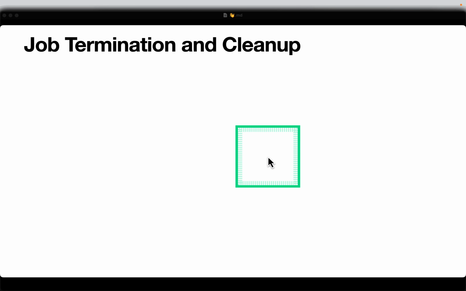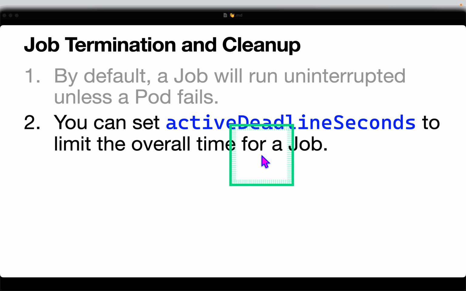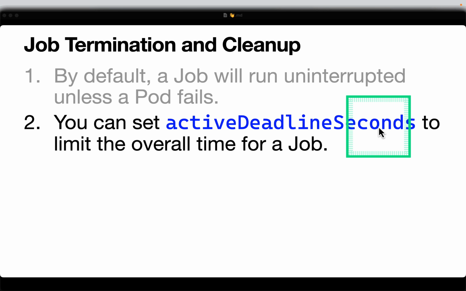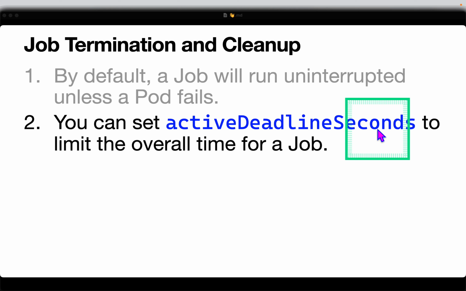Okay. And now job termination and cleanup. By default, a job will run uninterrupted unless a pod fails, at which point it will try to restart the pod that I've already talked about. And you can set the active deadline seconds to limit the overall time for the job. The job will be active during this time and will be terminated if it exceeds this limit. Basically, it's like a timeout. Just think of it as a timeout.